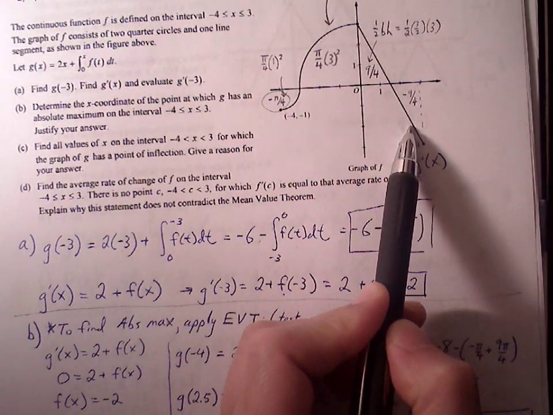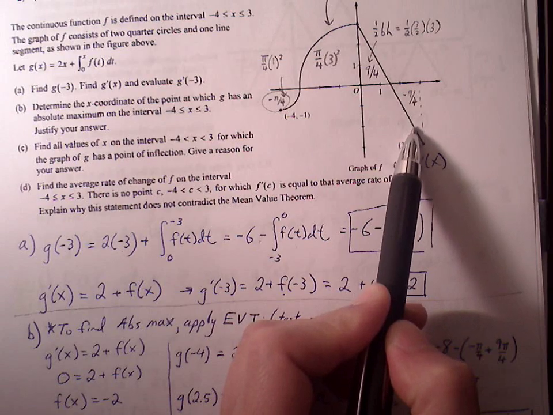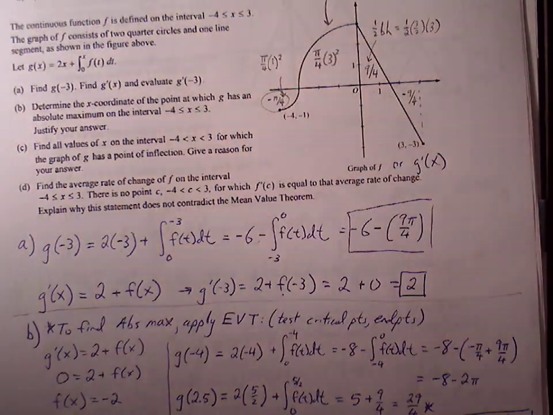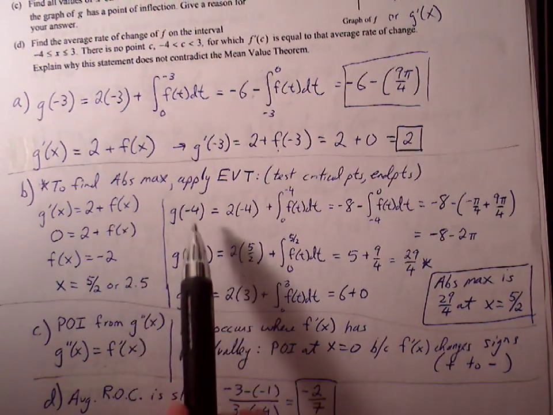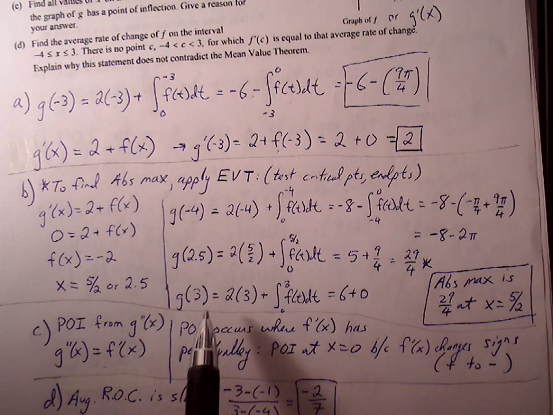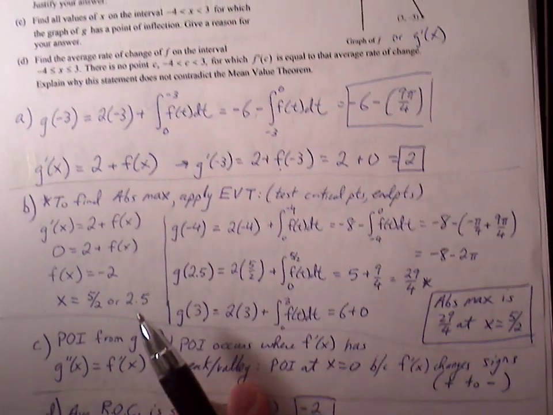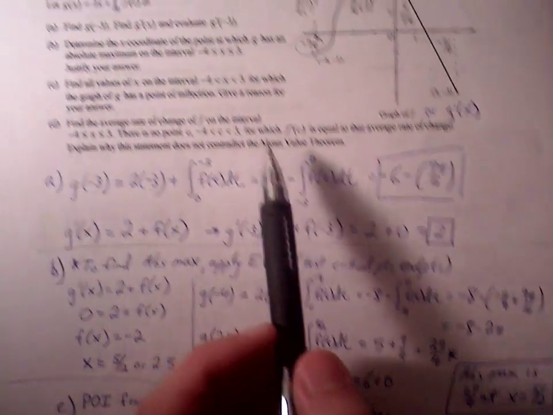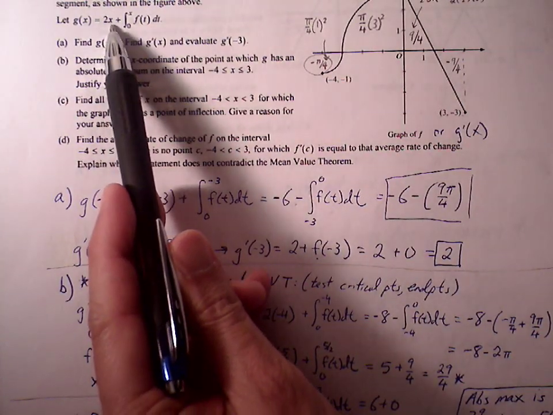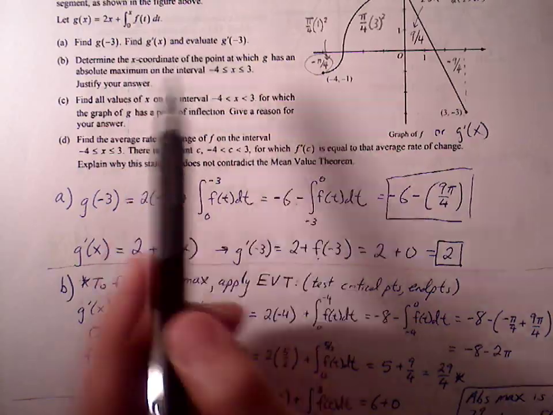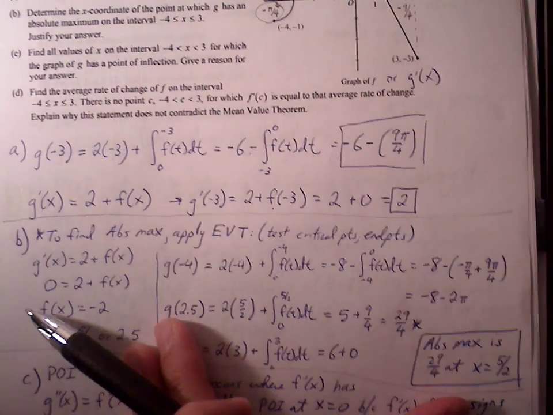Okay, so at 2.5, that's where we have our f of x equal to -2. So we're testing -4, 2.5, and 3. If I want to find g of -4, I'm going to plug it into my g of x expression. So g of -4 is equal to 2 times -4, integral from 0 to -4 of f of t dt.